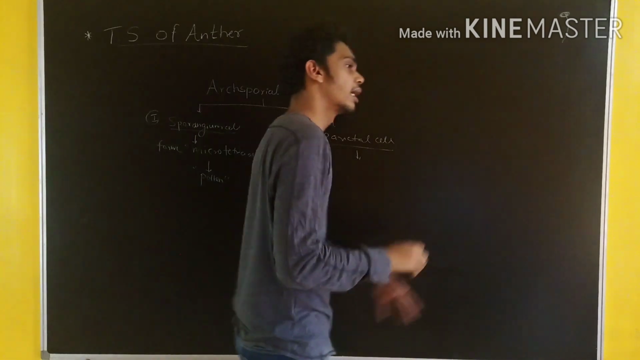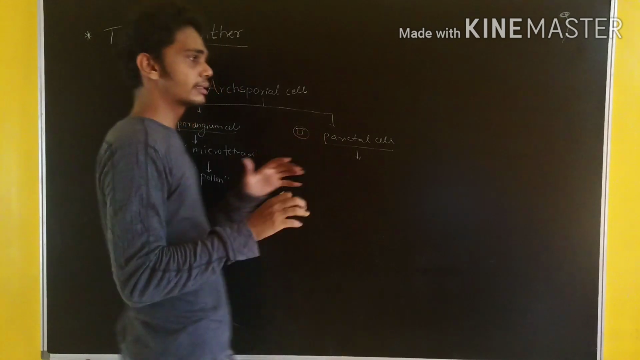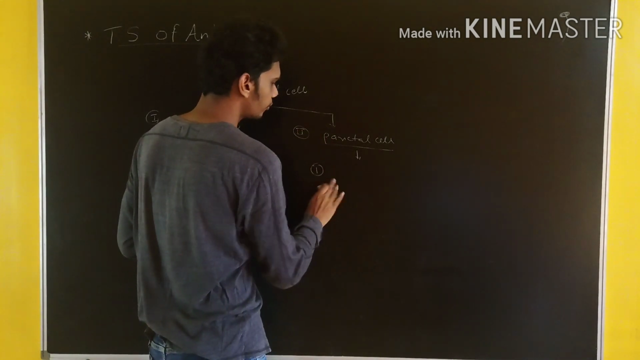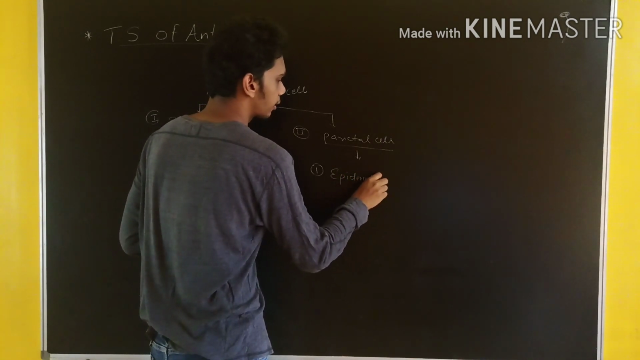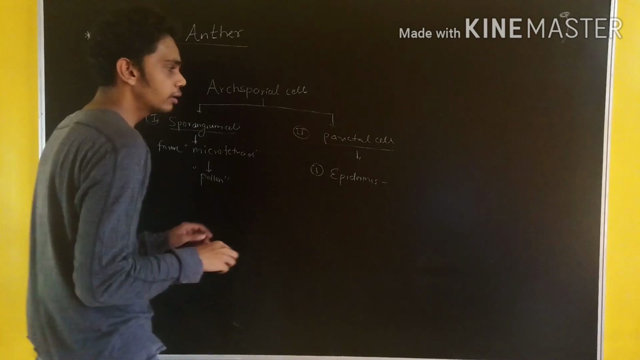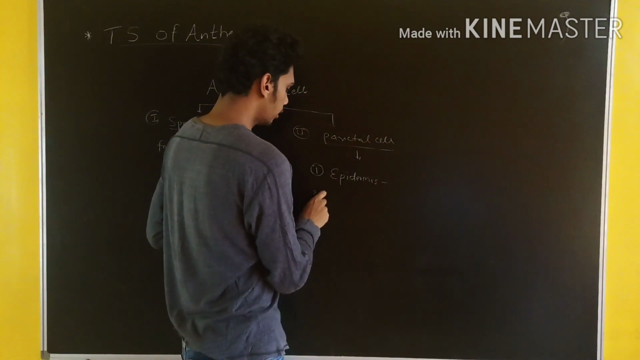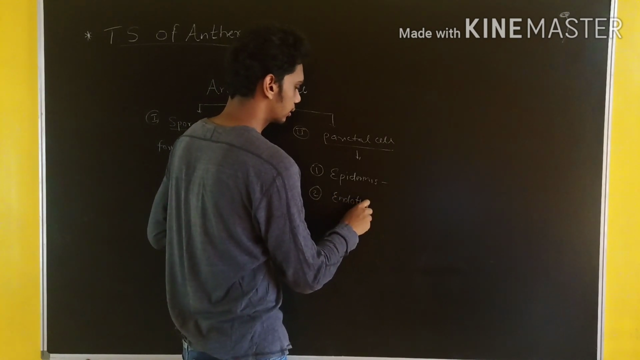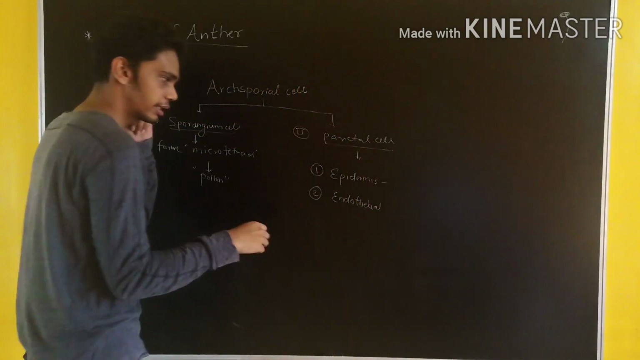Protection, because the outer layer is made up of what? Parietal cell. The parietal cell is divided into the 4 cells. The first cell is called epidermis. Okay, dermis means layer, epi means the above layer, which is made up of protective cells. Okay, the second layer is known as the endothelial, which is just beneath the epidermis cell.